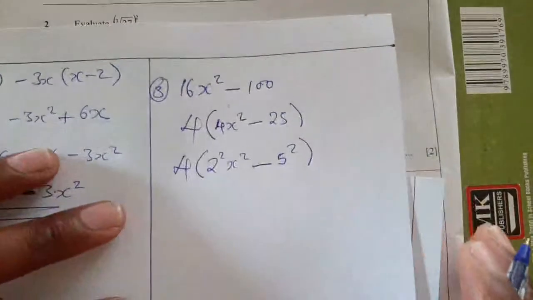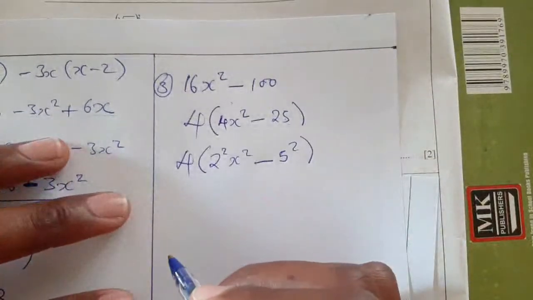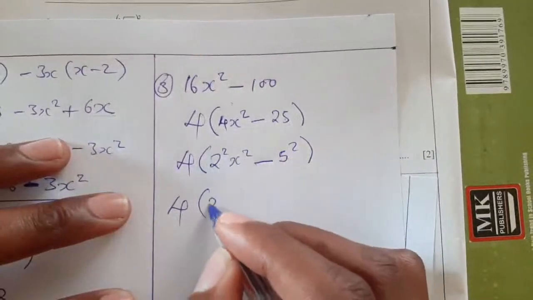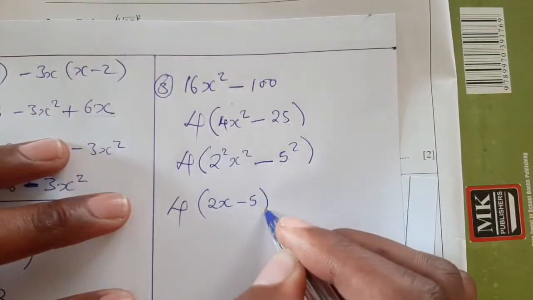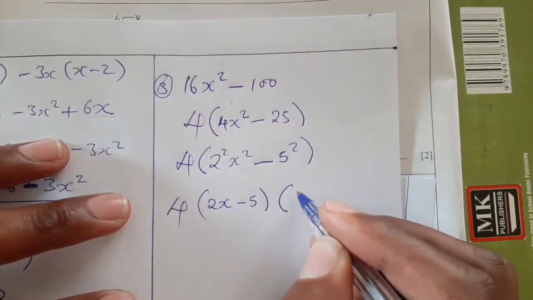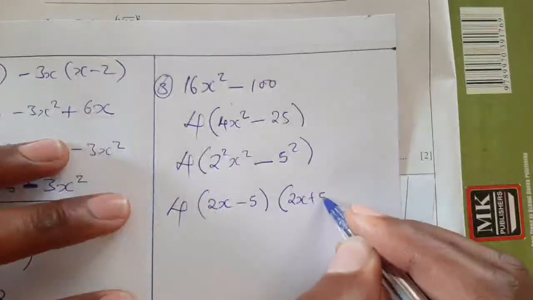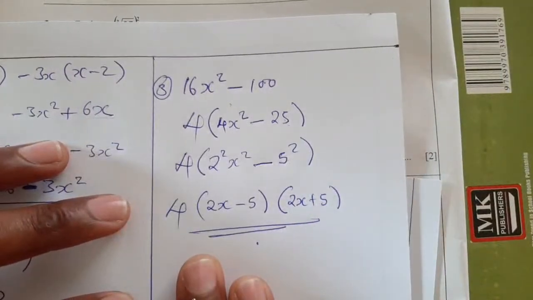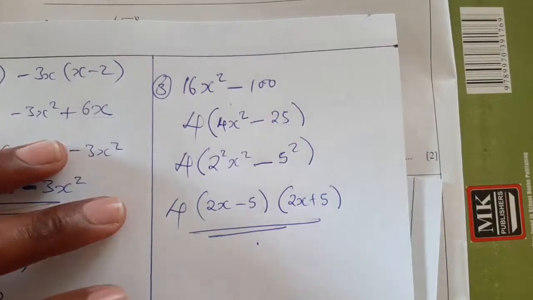So from here, we can begin to use the difference of two squares. I'll just write the bases. So 2x minus 5 in the first bracket, and in the second bracket I'll have 2x plus 5. This becomes your final answer. You have factorized completely. All right.